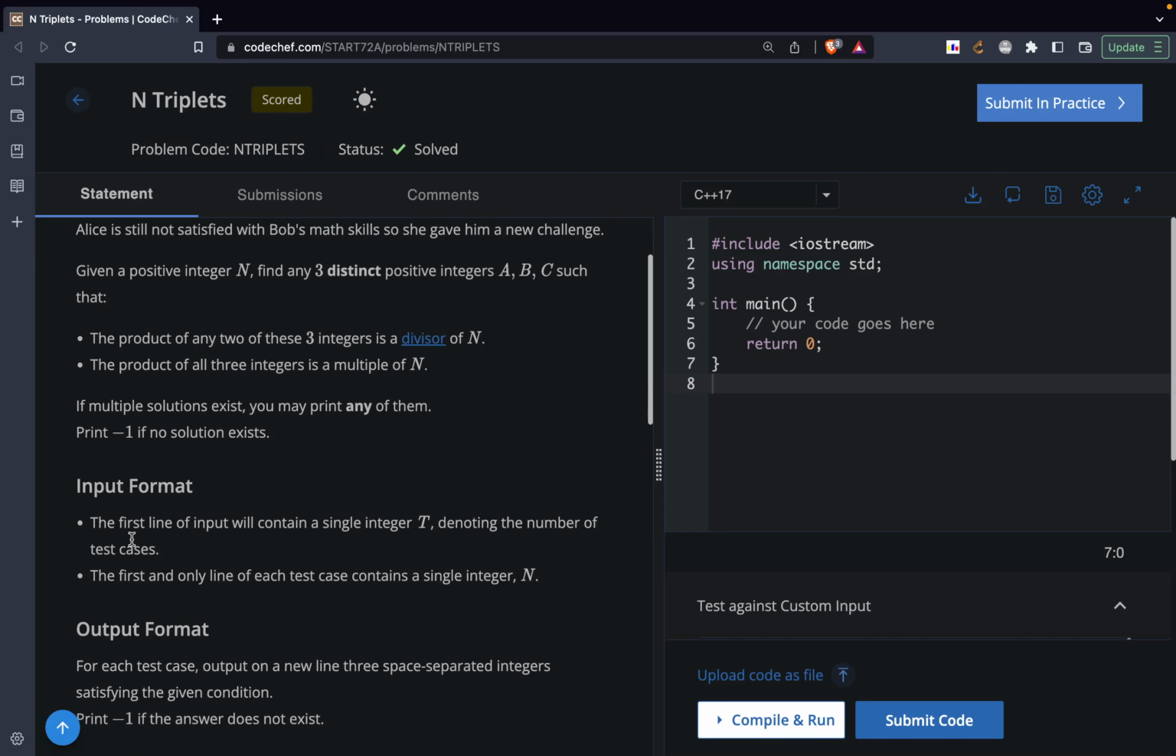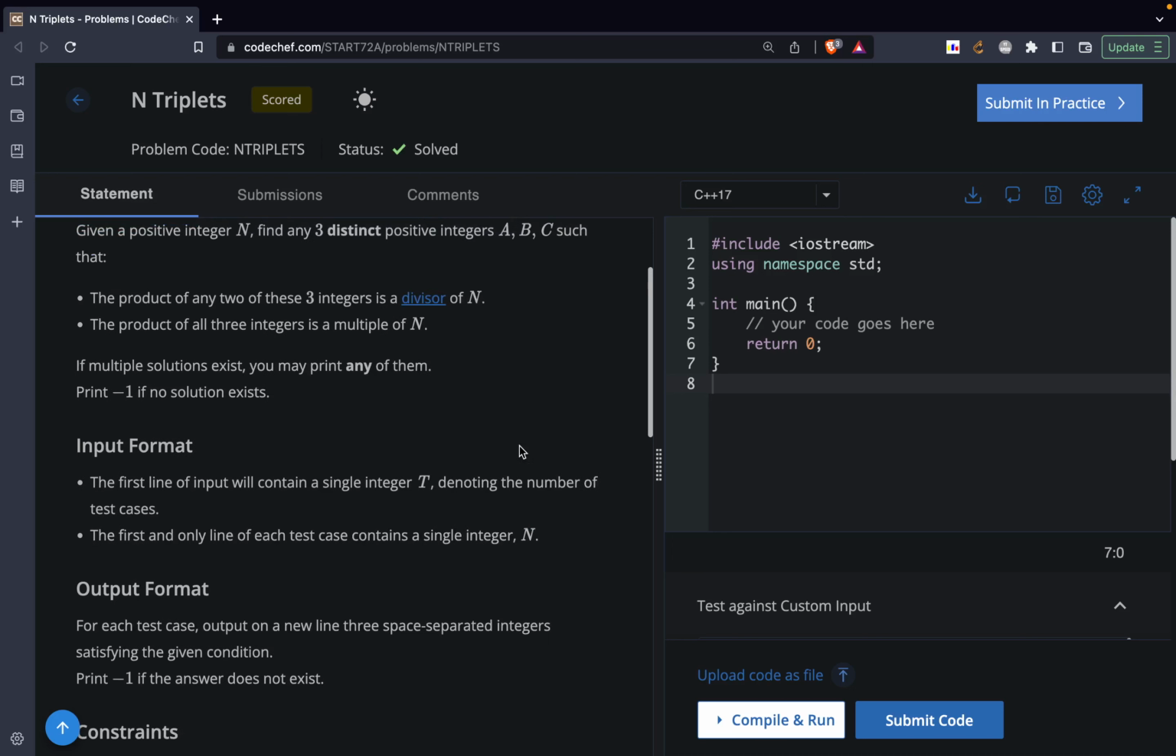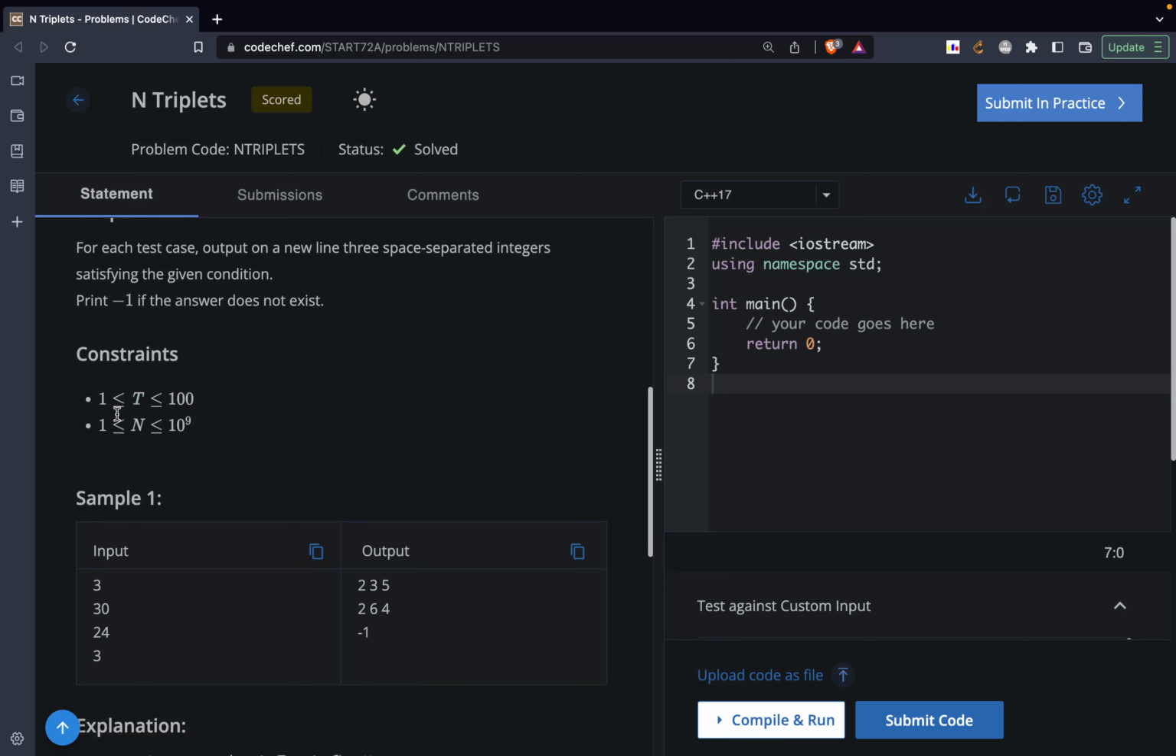The input format is that they'll be providing us with a single integer t, the number of test cases. Following that, they'll be providing us with a single integer n, t times, that is the integer n for which we need to calculate these values. The number of test cases is less than 100, so that is pretty neat. Other than that, n can go up to 10 to the power 9. So let's see what we can do over here.